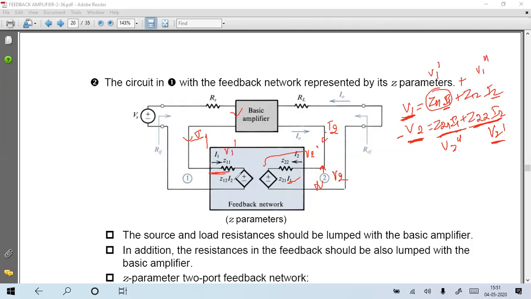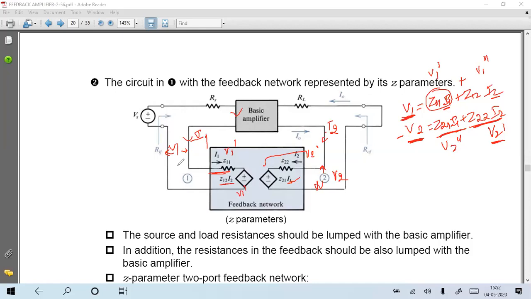Next, one more voltage source has to be added to the previous voltage source. That voltage should be Z12 into I2. Correct? That voltage I have taken is a dependent voltage source. Dependent means it is dependent on the output current. That is why I represent one more voltage source that is dependent on the output current. So I represented the diamond symbol with plus and minus, Z12 I2. Correct? So here, this voltage source is V1 dash, and between these the voltage is V1, the sum of these two values.